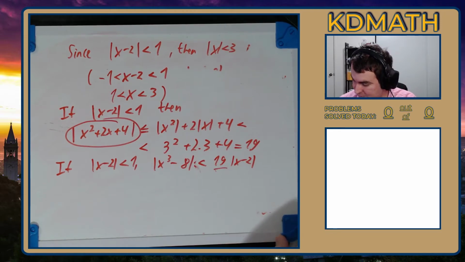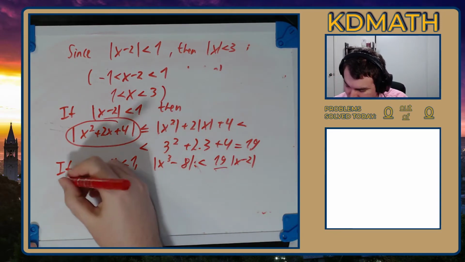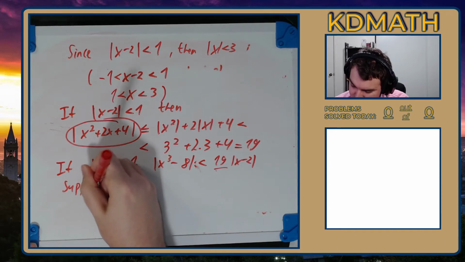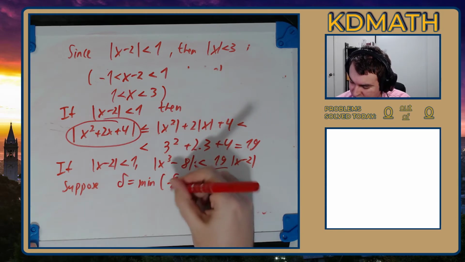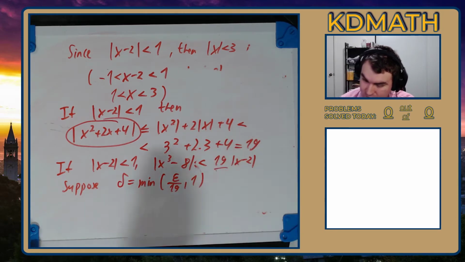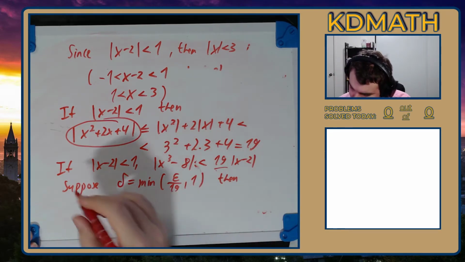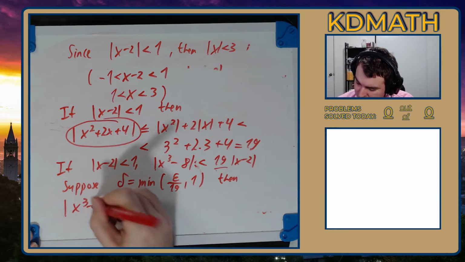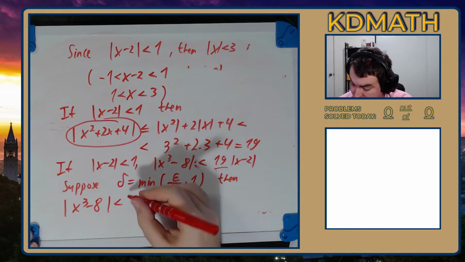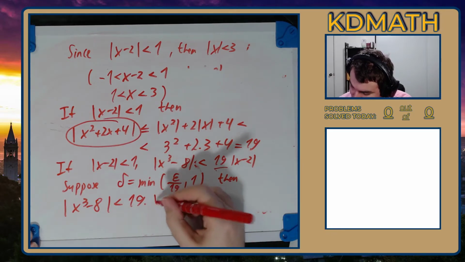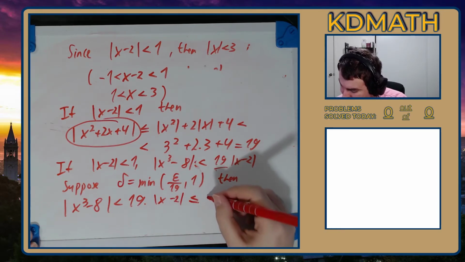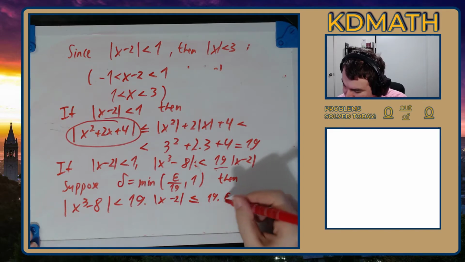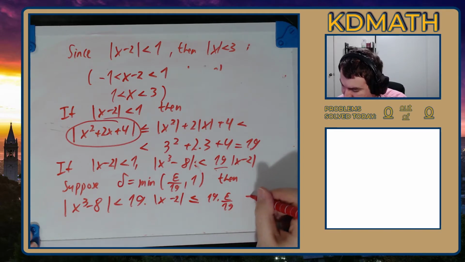Alrighty. Well, now this is less. So now suppose delta equals the minimum of epsilon over 19 and 1. Then the absolute value of x cubed minus 8 is less than 19 times the absolute value of x minus 2, which is less than or equal to 19 times epsilon over 19, which is equal to epsilon.